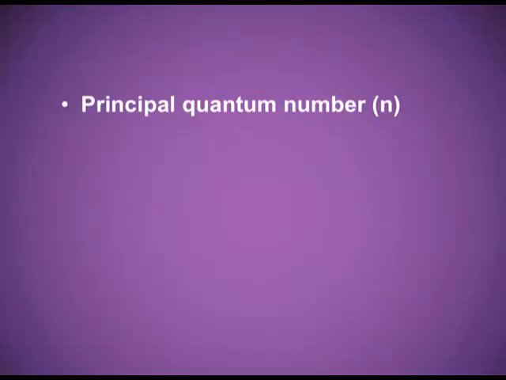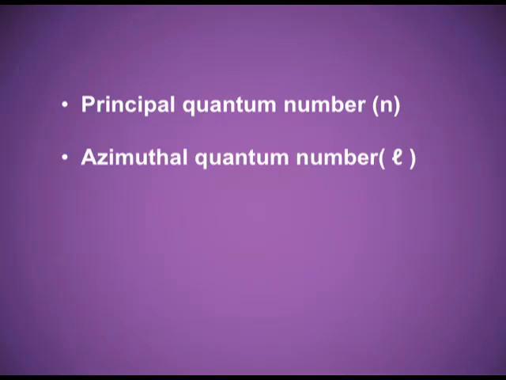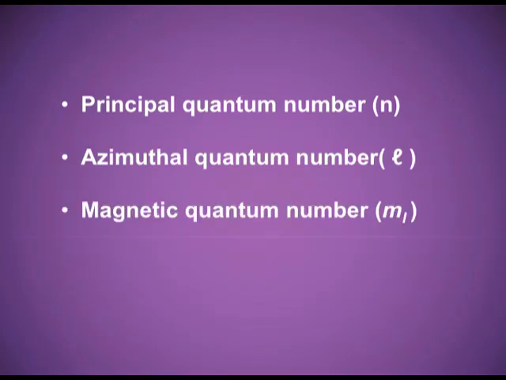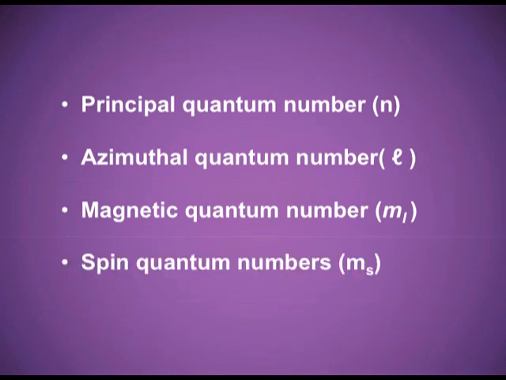The first one is the principal quantum number, second is azimuthal quantum number, third is magnetic quantum number, and the fourth one is the spin quantum number. The first 3 explain about the orbital and electron both, but the fourth quantum number, that is the spin quantum number, is only for the electrons, because electrons are only spinning in the orbital. Let's discuss each quantum number one by one.